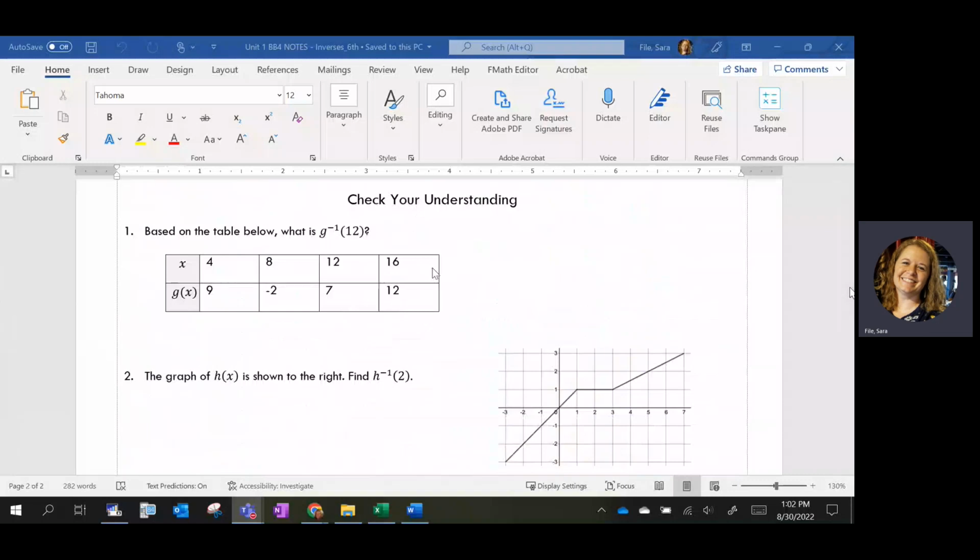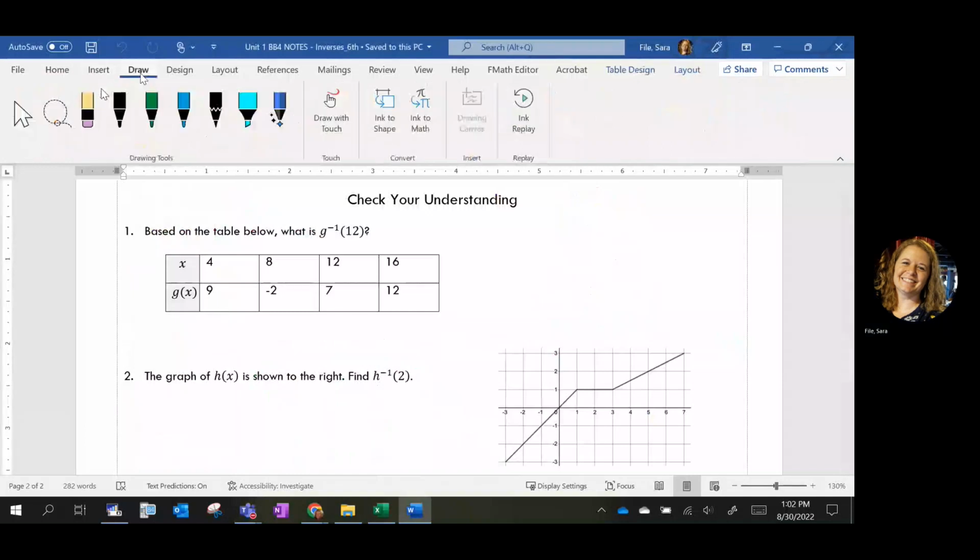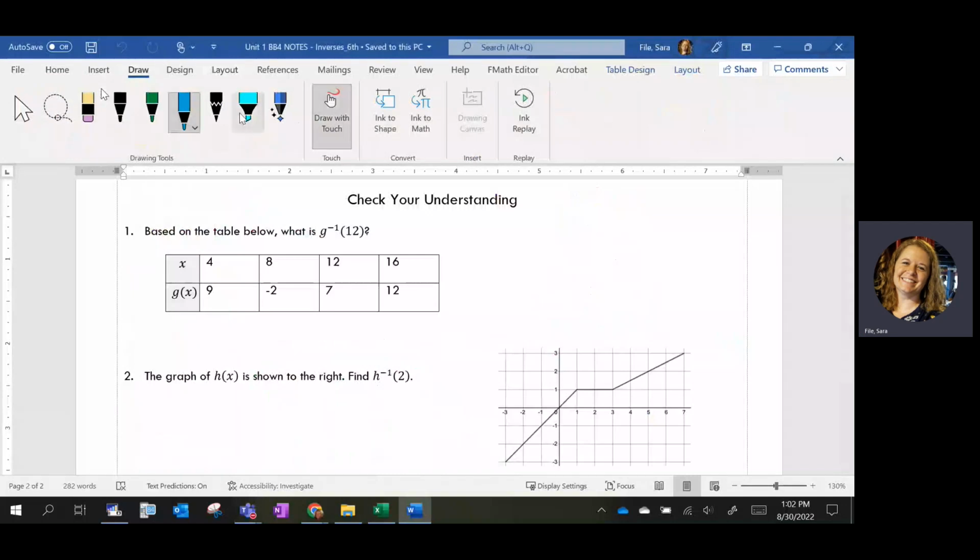So the first one was a table. You were asked to find the inverse of g of 12. So a way you could have thought through that would be to realize if this is the input of the inverse, it was the output of the original, right? Does that make sense? That's the relationship.